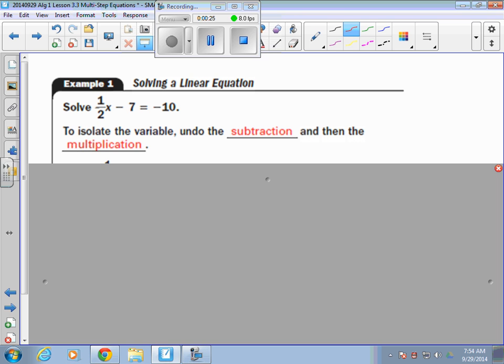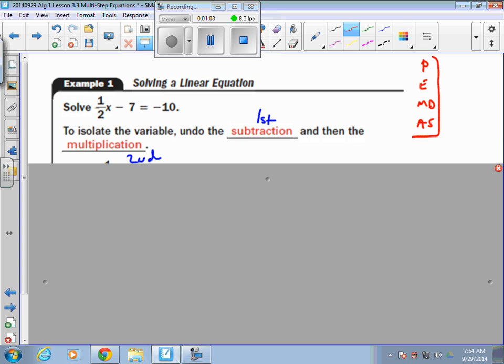Notice you have an equation for this one that says 1/2 x, which means 1/2 times x, minus 7 is equal to negative 10. Then underneath that it says to isolate the variable, undo subtraction, and then multiplication. Now we learned our order of operations as being Please Excuse My Dear Aunt Sally. So parentheses, then exponents, then multiplication and division, then addition and subtraction. But notice this one tells you to do subtraction first, and then multiplication second, or last in this case. That's the order of operations the way we learned it before.